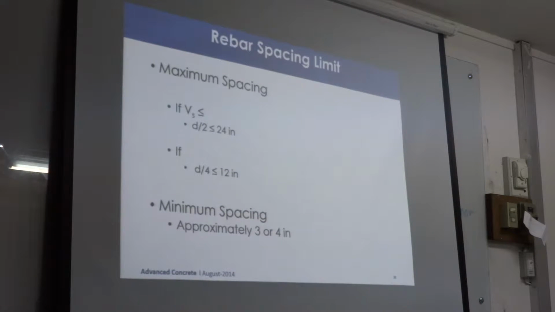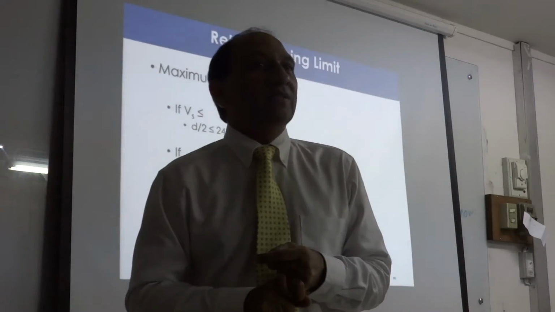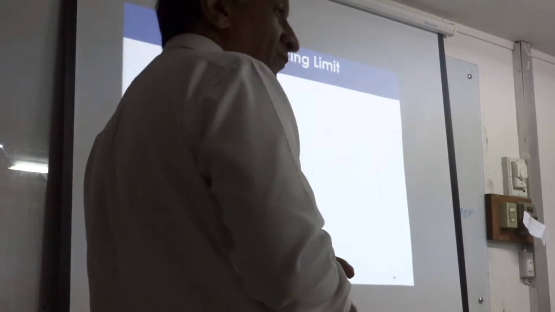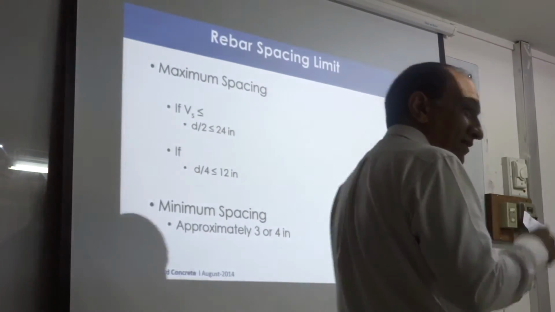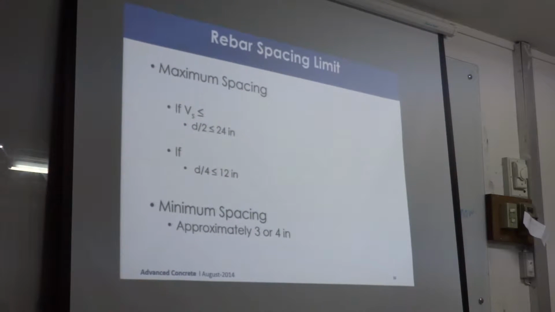And at this level, you must understand why these limits are there, not just believe them because they're there. You must be able to question them and understand them. Why D? Why D by 2? Why D by 4? Why 4 inches? Right? Everything has a reason behind it, and you must understand why a certain limit has been put there. Correct?